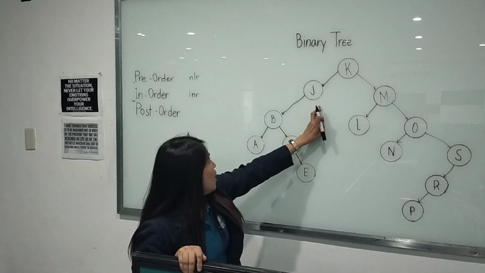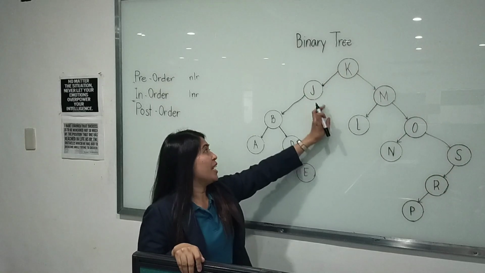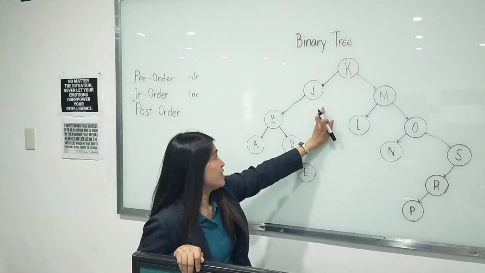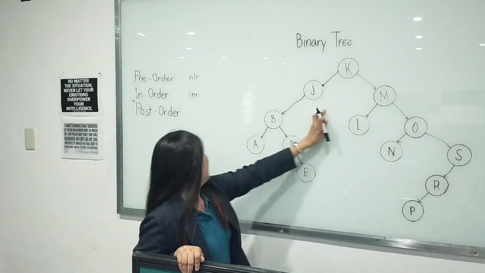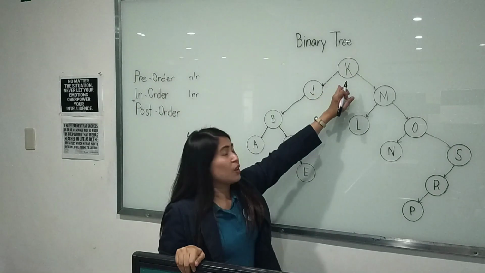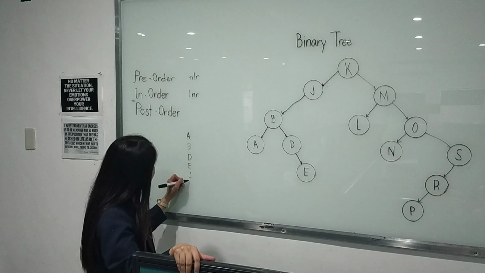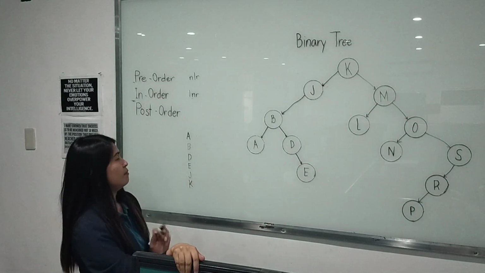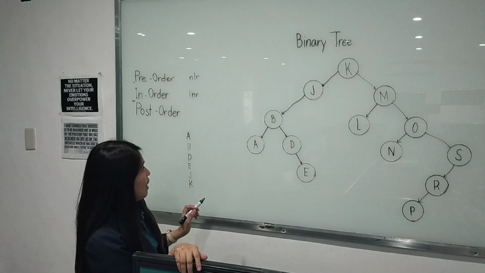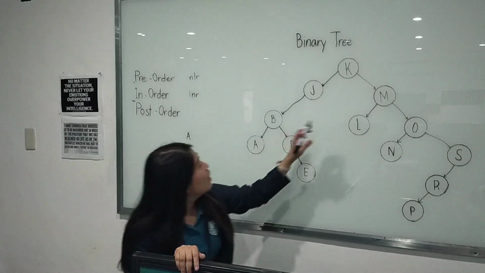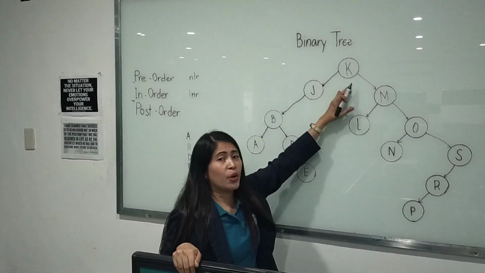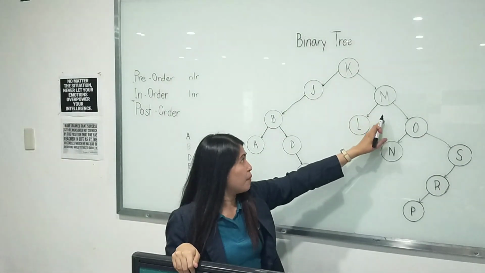Then we will visit the right subtree. Since there's nothing here, we will go back to the K. Then this time we will print the K. Then after that, we will visit the right subtree of the K, so we go down to the M.